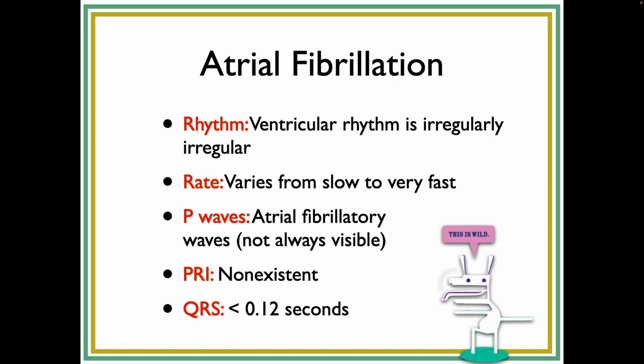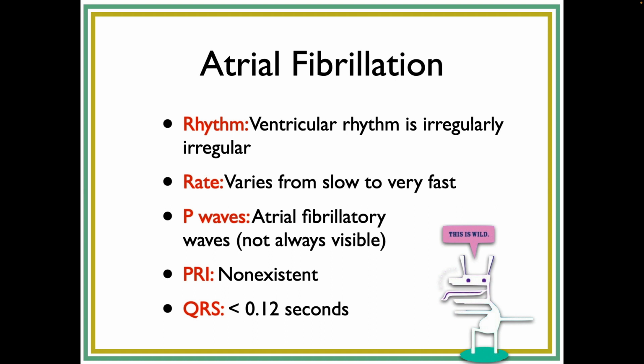AFib. The ventricular rhythm, the pattern of R to R intervals, is irregularly irregular. Its rate varies from slow to very fast. Untreated AFib is typically from about 90 to 170, but many times it's being treated, as people are on medication. There are no true P waves.